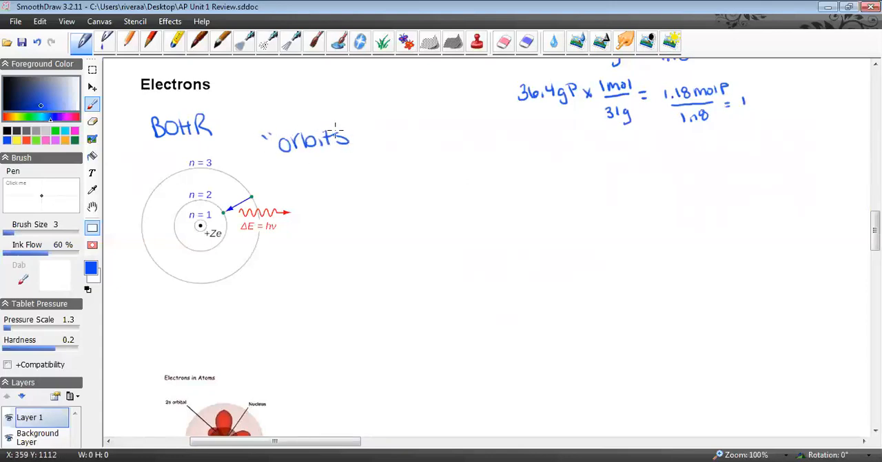Remember, electrons move in these 2-dimensional rings, like planets around the sun, okay?